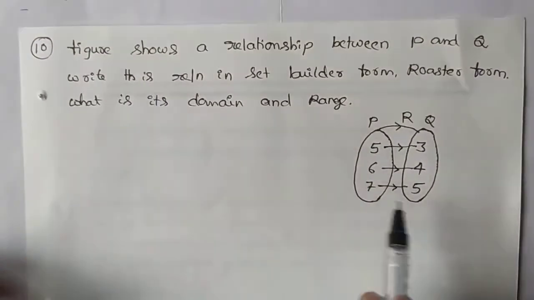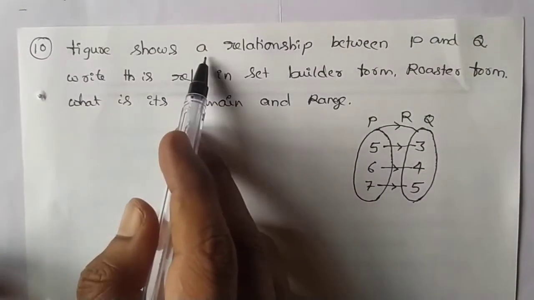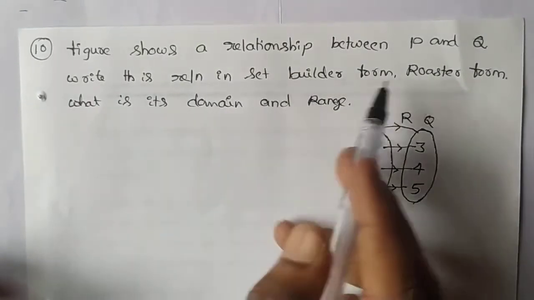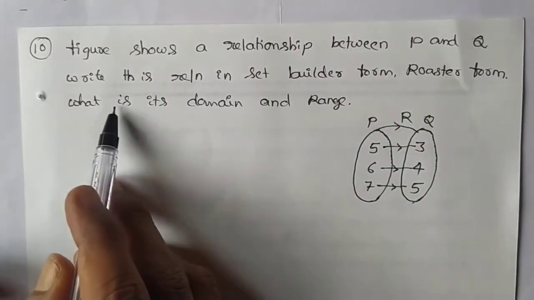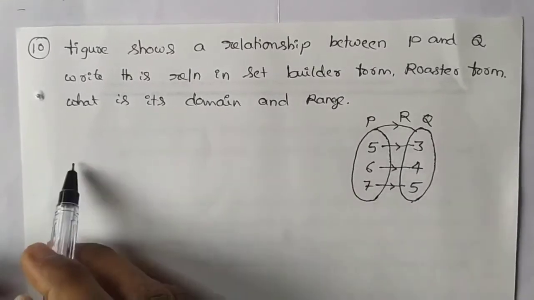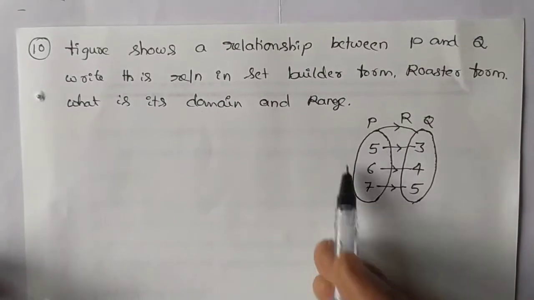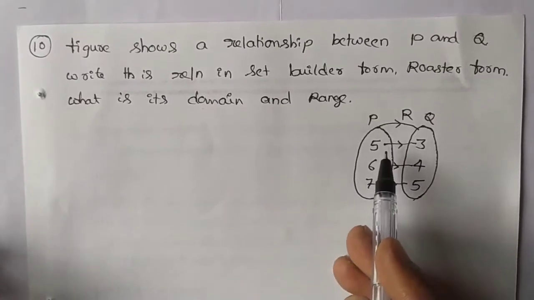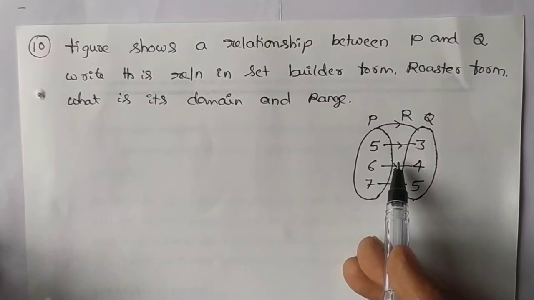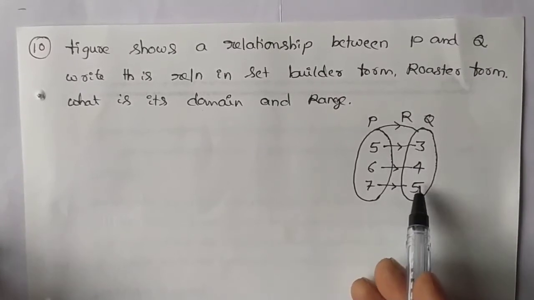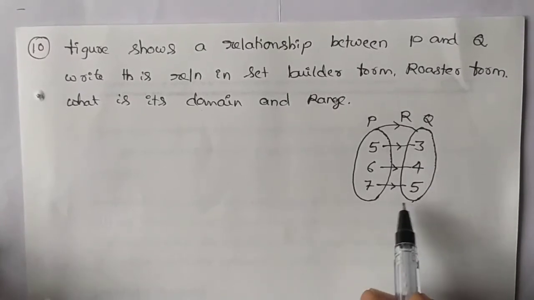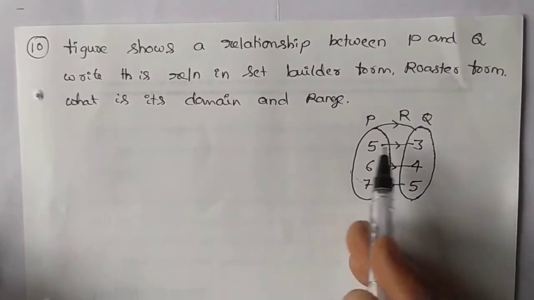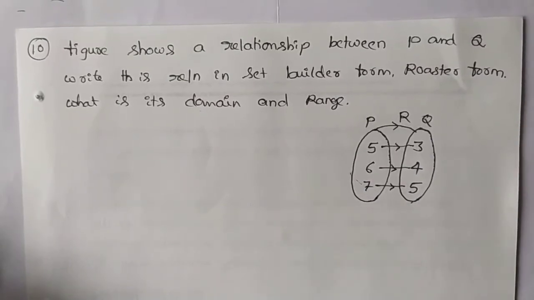Figure shows a relationship between P and Q. Write this relation in set builder form and roster form. What is its domain and range? By seeing this figure itself we can say the domain and range. Domain is 5, 6, 7, range is 3, 4, 5, codomain is also 3, 4, 5. That's it. Domain is 5, 6, 7, range 3, 4, 5. By seeing the question itself we can answer.